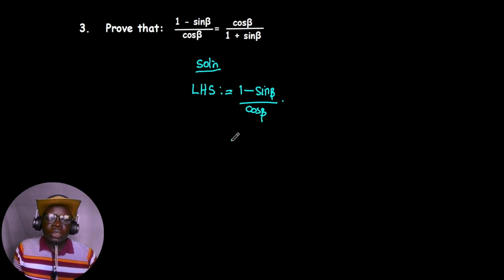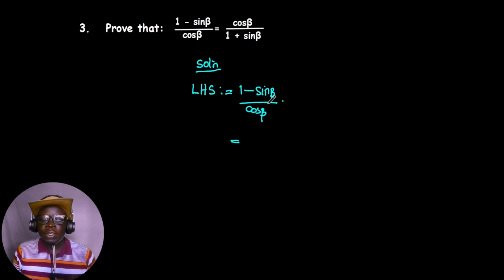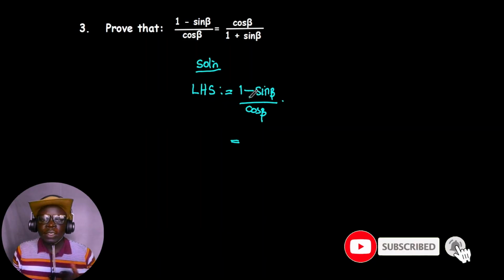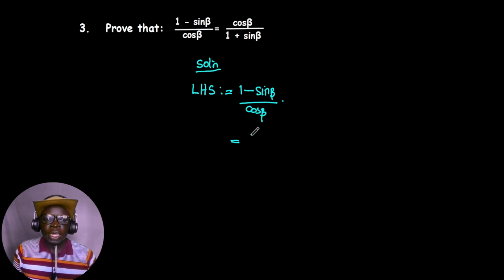The next thing we can do here is rationalize the numerator, and to rationalize the numerator we need to multiply by the conjugate of the numerator. The conjugate is just reversing the sign here. If the sign is positive, we reverse to negative. For now, we have negative, so we can reverse it to positive. So let's go ahead and do that.